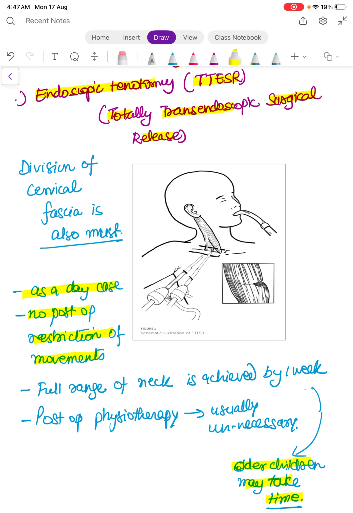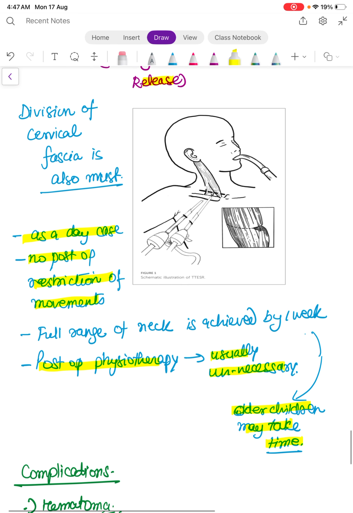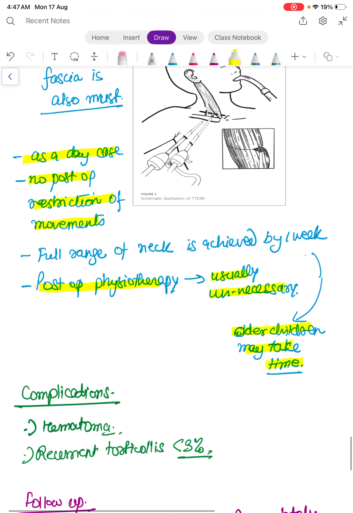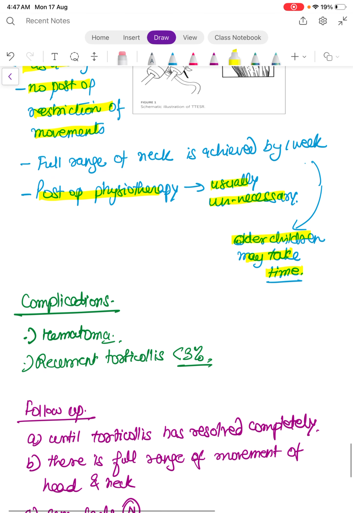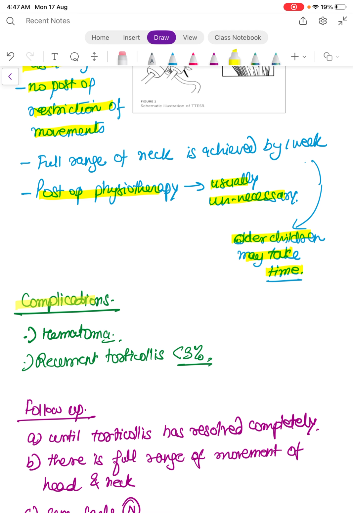Post-op physiotherapy is usually not needed or is unnecessary, but people tend to advise it for these children. Complications can occur in the form of hematoma, because superficial veins can be there, and one needs to take care of that. Recurrent torticollis, if the cervical fascia is not divided, can be seen in less than 3% of children.